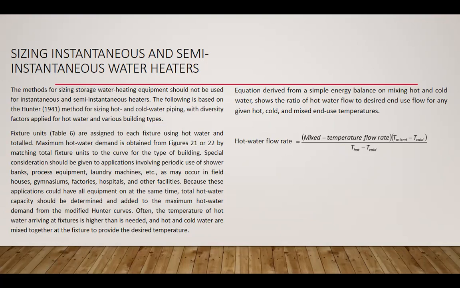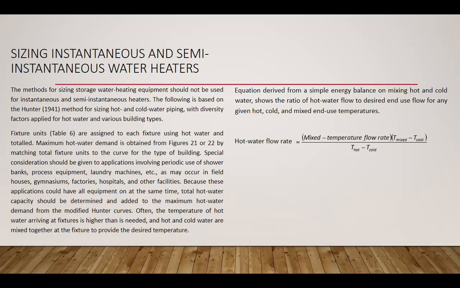So, ito na yung sa instantaneous. Special consideration should be given to applications involving periodic use of shower banks, process equipment, laundry machines, etc., as may occur in field houses, gymnasiums, factories, hospitals, and other facilities. Because this application could have all equipment on at the same time, total hot water capacity should be determined and added to the maximum hot water demand from the modified Hunter curve.